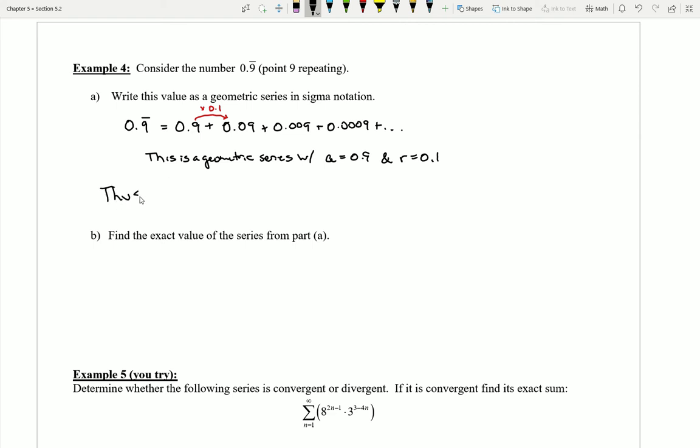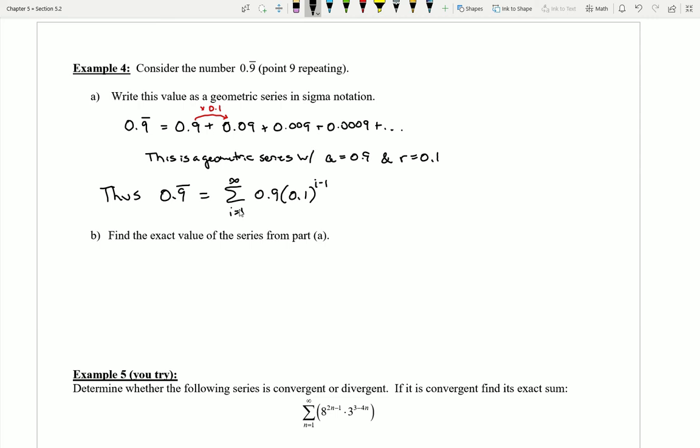So thus, I could see that 0.9 repeating is actually the same thing as the series where I go from i equals 1 to infinity of 0.9 times 0.1 to the i minus 1. This is a geometric series. Okay, so that's kind of cool. But oh, wait, this would be important. If I have a geometric series, can't I find what that geometric series adds up to? Or if it adds up to anything, right?